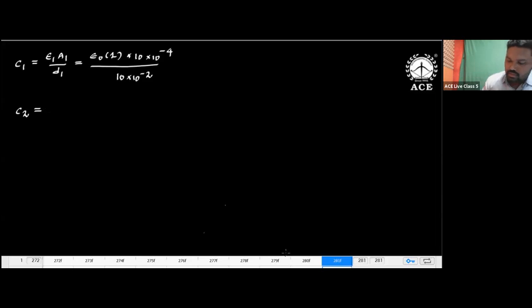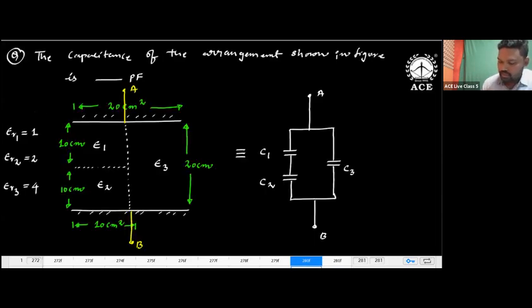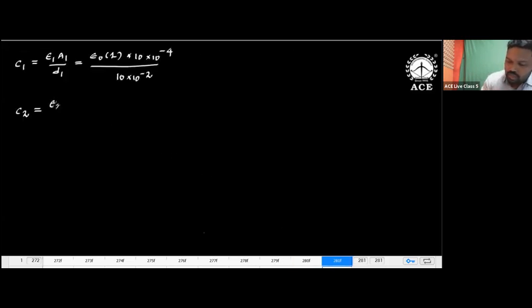Then C2. C1 is equal to C2, right? Not C2. C1 is not equal to C2. Here epsilon R2 is there. So here it is epsilon 2 into A2 divided by D2, which is equal to epsilon naught into epsilon R2 is 2, beta, into 10 into 10 to the power of minus 4 divided by spacing is 10 into 10 to the power of minus 2. C3, beta, then.